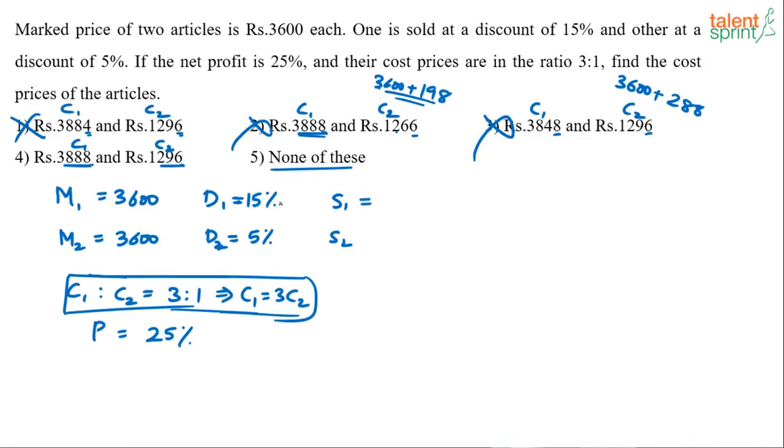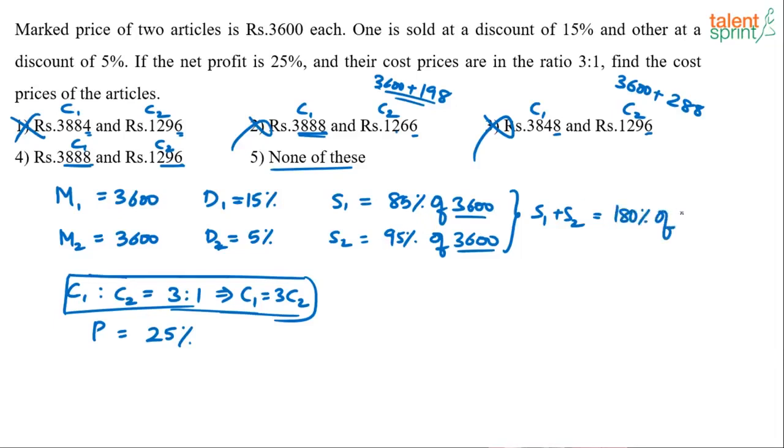S1 will be how much? See, discount is 15%, right? So selling price will be only 85%. 85% of 3,600. S2 will be 95% of 3,600. Don't ask me why. 5% discount, so 95%. 15% discount, so 85%. What is total S1 plus S2? See, both are percentages of 3,600, right? So I can take 3,600 common. 95% plus 85% is 180%. 180% of 3,600. So that should be 7,200 minus 720, which is 7,000 minus 520, which is 6,480. So total selling price is 6,480.